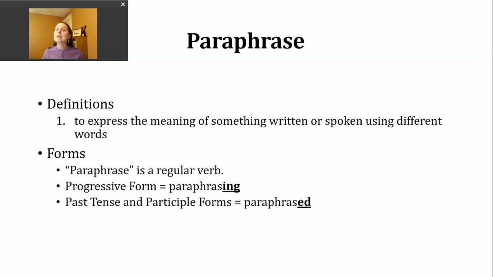You should know that paraphrase is a regular verb. To make the progressive tense, we drop the E and then add ing to form paraphrasing. The past tense and participle forms of this verb are made by adding D, since this verb already ends in an E.